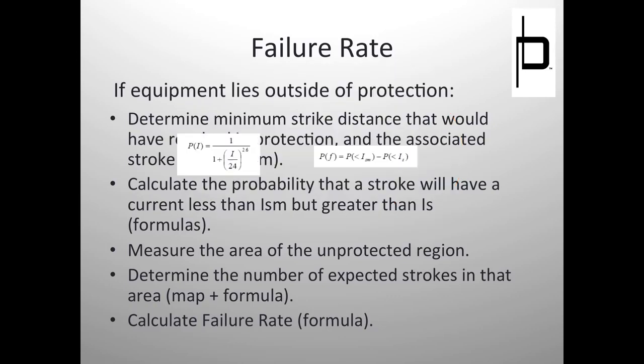We can calculate it with these formulas, which are out of IEEE. There are two formulas for this; I believe there's one where this constant is 31 instead of 24. This gives us the probability, like a half bell curve, of natural lightning strikes based on observation. From that, we can calculate the probability that IS will occur, meaning strokes greater than IS, and strokes greater than ISM, and find the difference. That tells us the probability that a stroke falls in that dangerous window.